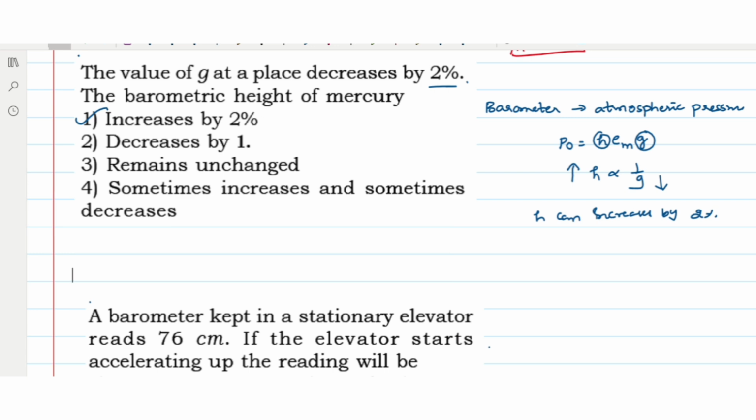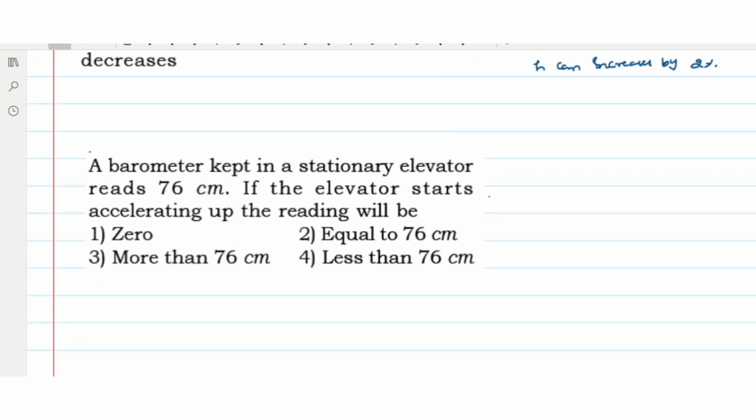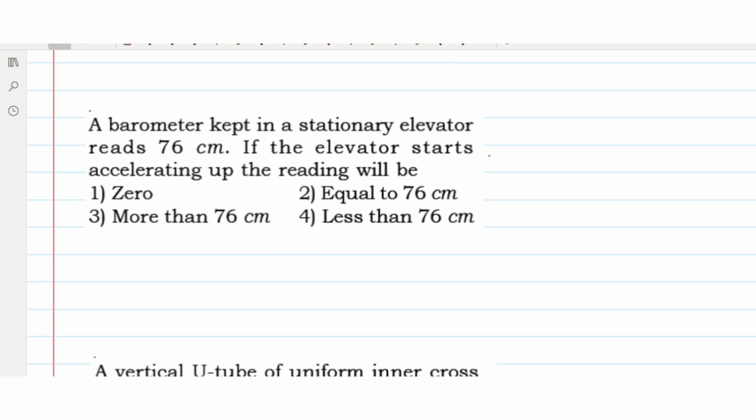Now look at the next question. A barometer kept in a stationary elevator reads 76 centimeter. If the elevator starts accelerating up, what will the reading be, they're asking. Here you are taking an elevator, and inside the elevator you are keeping the barometer.